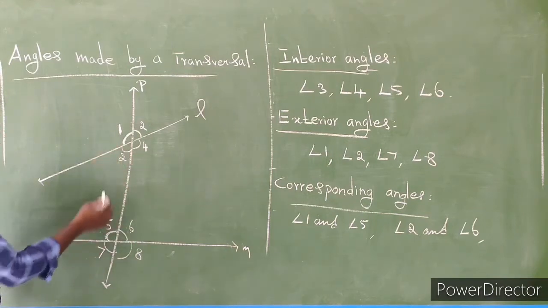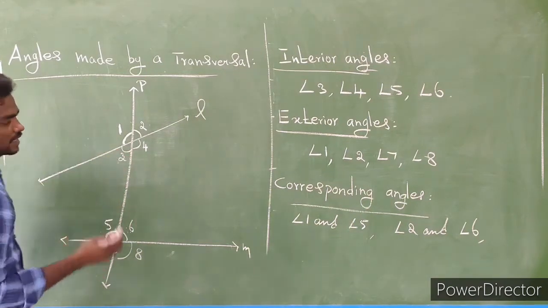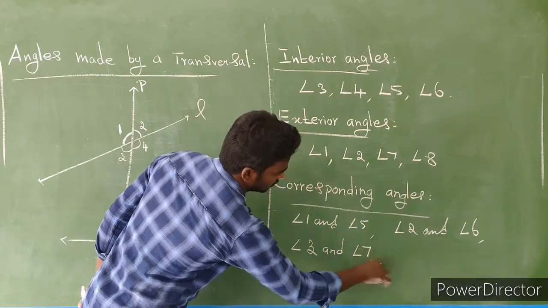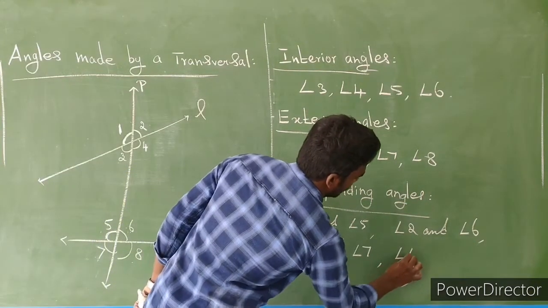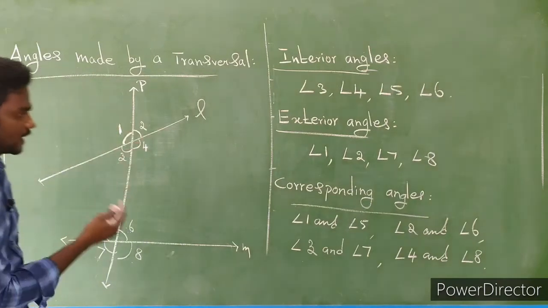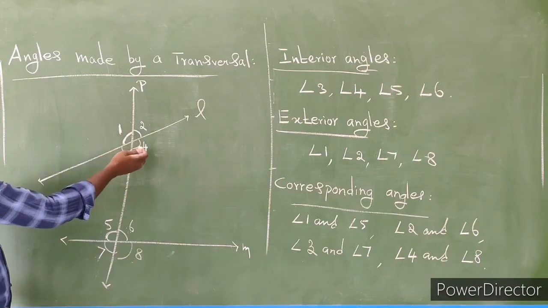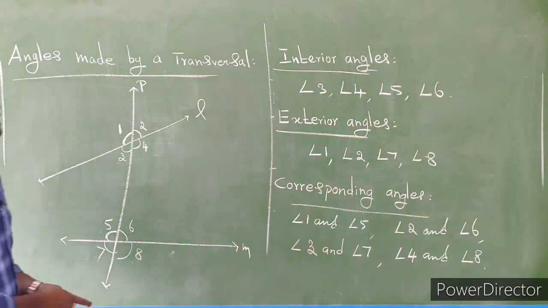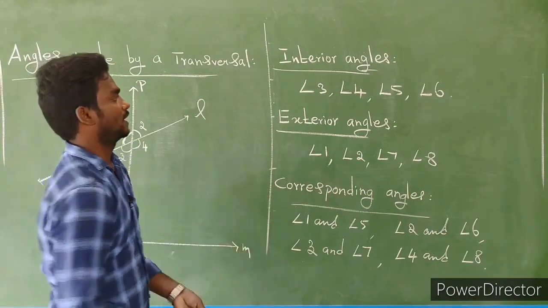Next, angles 3 and 7 are in the same direction and on the same side of the transversal, so this is also a corresponding angle pair. Next, angles 4 and 8. What are corresponding angles? Corresponding angles are angles that lie on the same sides and in the same directions of a transversal line, called a pair of corresponding angles. First one interior angles, second one exterior angles, next one corresponding angles.